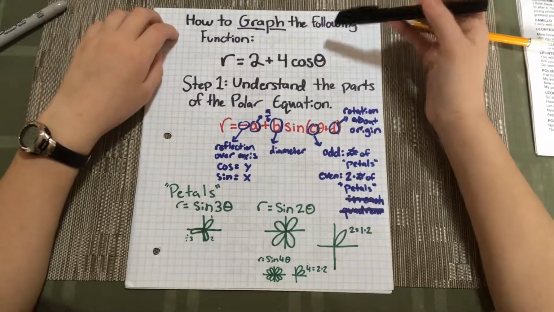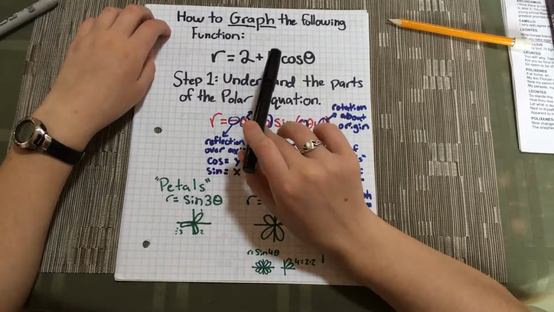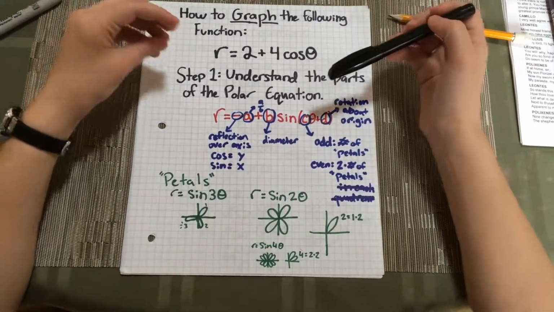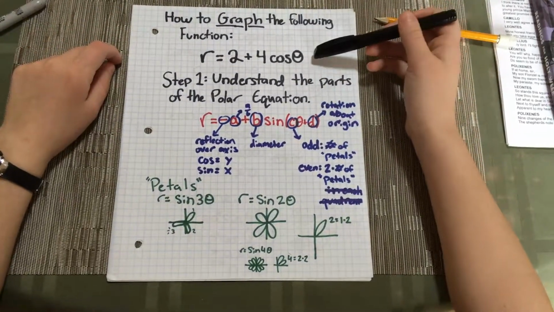So we are given the prompt to graph the following function. The following function is r equals 2 plus 4 cosine of theta. To graph this, we need to do a couple steps first before we can get to the actual graphing of this function. The first step is to understand the parts of this function.